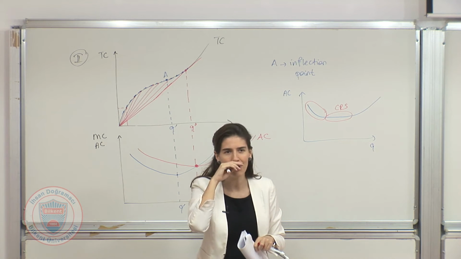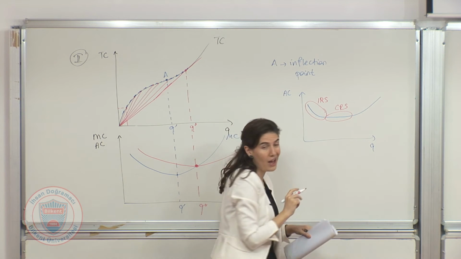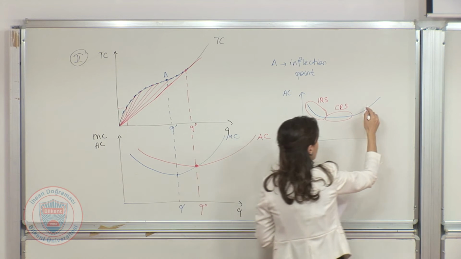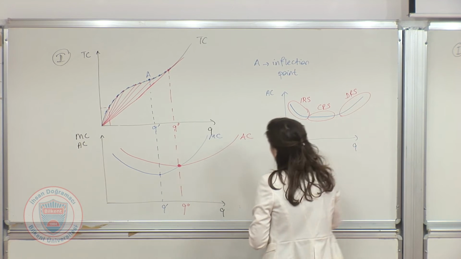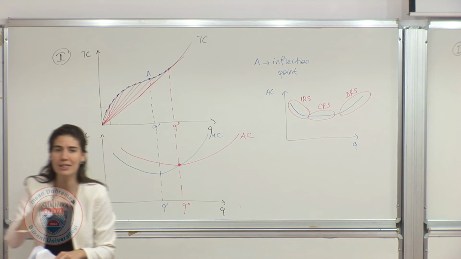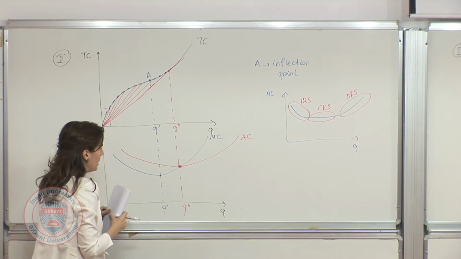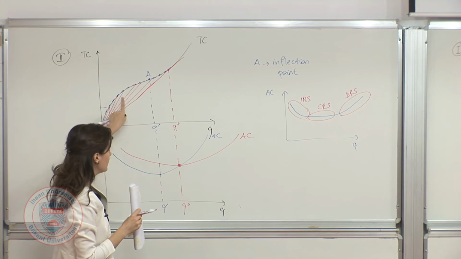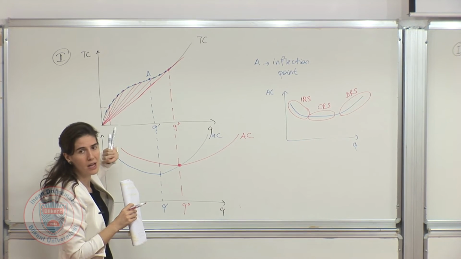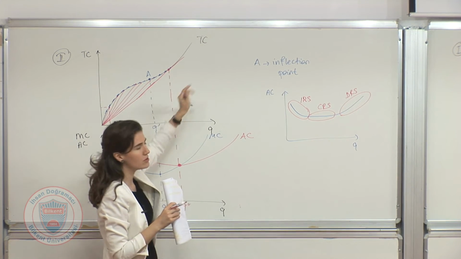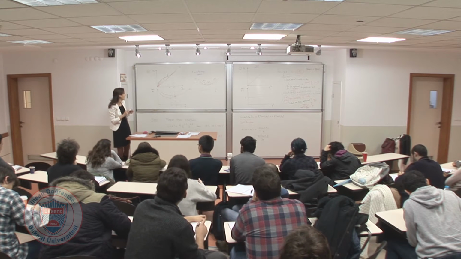So when you divide by Q, the average cost would be decreasing, right? So we have increasing returns to scale here, we have constant returns to scale here, and in this portion we have decreasing returns to scale, okay? So you can figure this out by looking at the average cost. Here, where the average cost is decreasing, we are going to have increasing returns to scale at some point, and then constant returns to scale, and then decreasing returns to scale, okay? So you can figure this out.